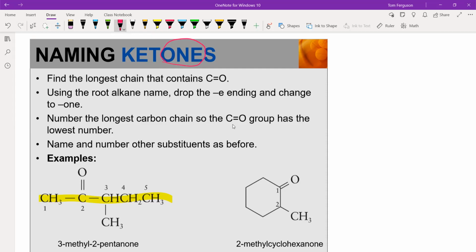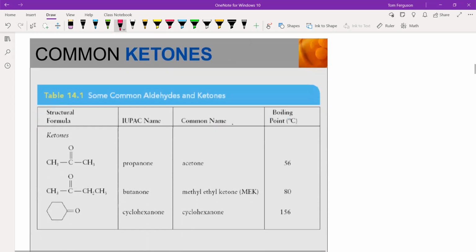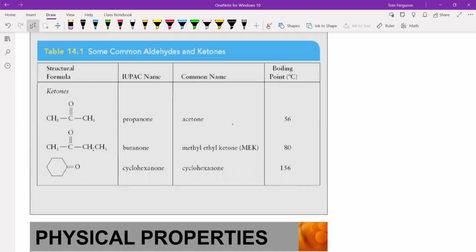We can also have cyclic ketones. This would be a cyclohexanone with a methyl group. Now, it depends on which way you number this. If you number this like this, it'd be 6-methyl cyclohexanone. 2-methyl cyclohexanone would be the preferred one. This is a solvent frequently. Another solvent. This is MEK or methyl ethyl ketone, used a lot in the paint industry. Also is acetone.